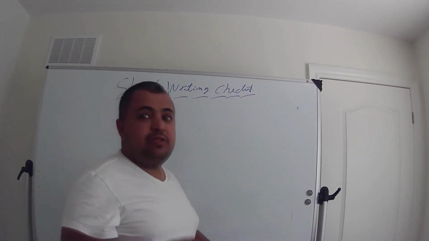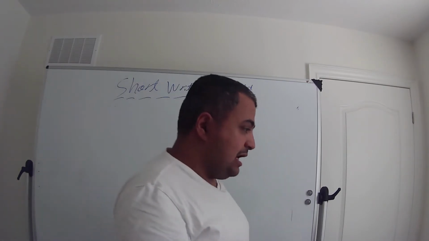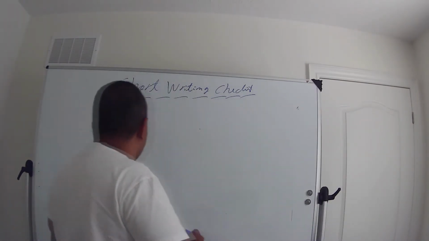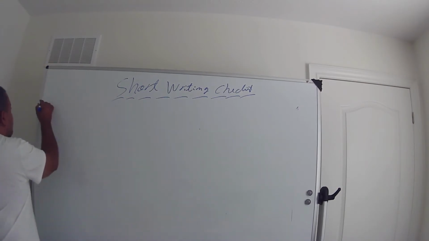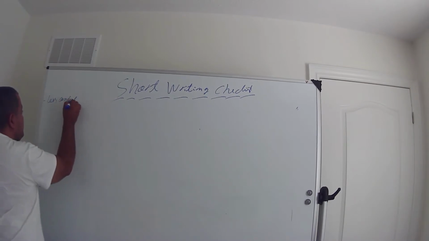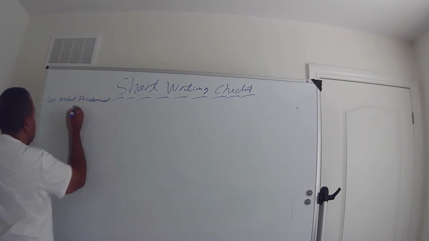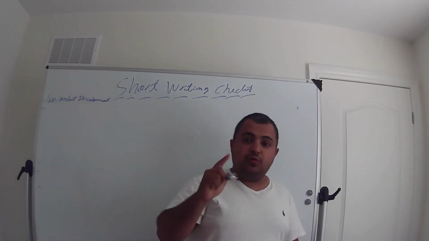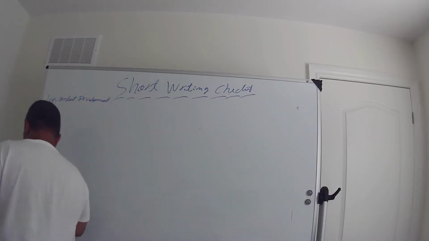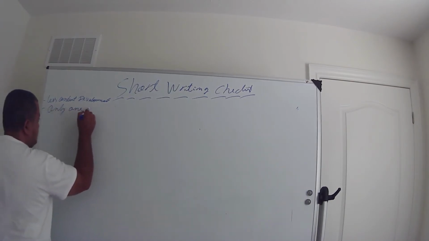So what I have learned from the short writing checklist, I'll just write it right now. It is less content development, that's the first thing. Then the other thing would be only using one source.